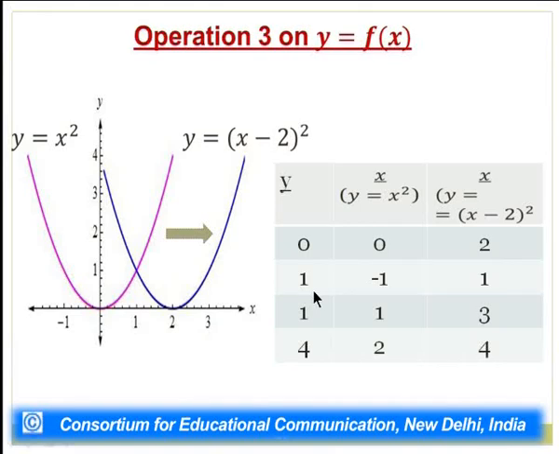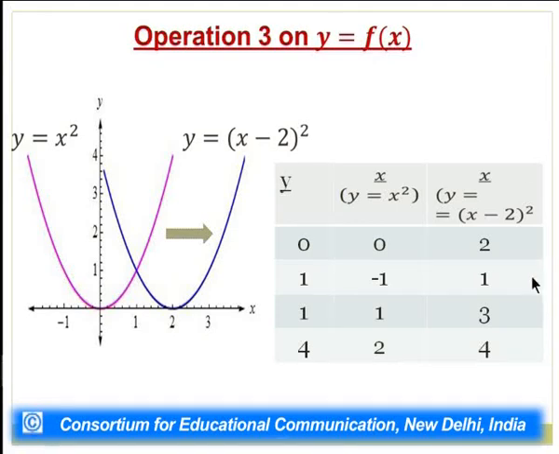So I'm just doing a couple of exercises and we'll see a pattern emerge. So now suppose I take y equal to 1. Now what is the value of x that will give us a value y equal to 1 for the original graph? That will be either plus 1 or minus 1. So let's for the time being focus on minus 1, the lower value of x. And again we can ask the question, what is the value of x that will give you a value y equal to 1 for the graph y equal to x minus 2 the whole square?